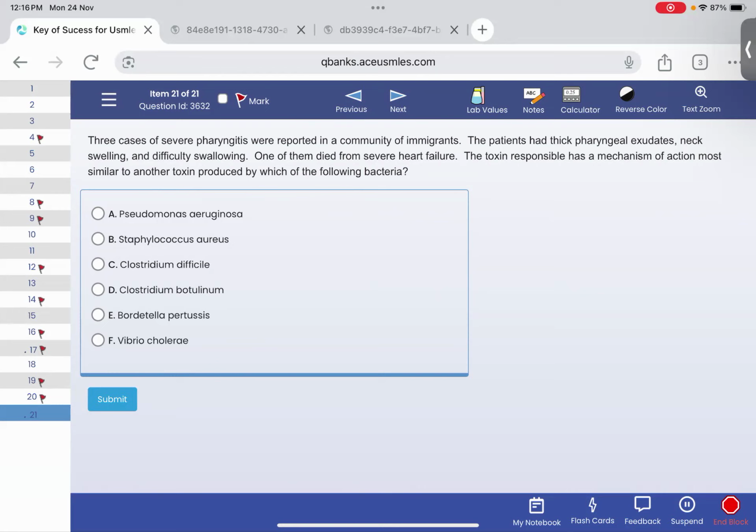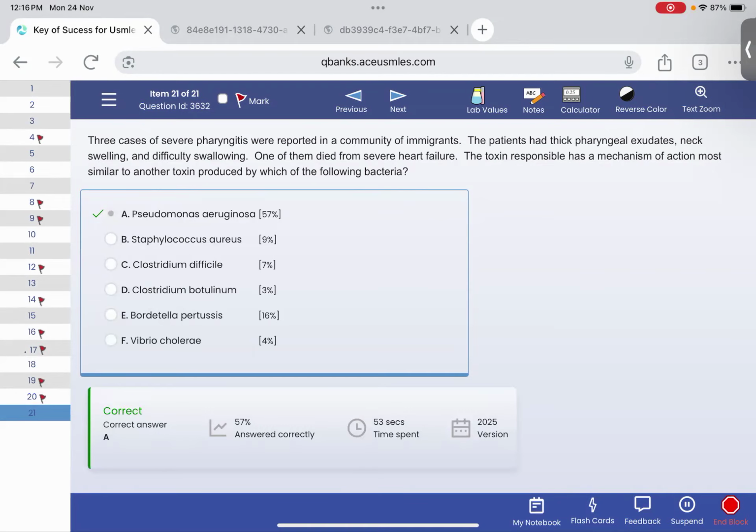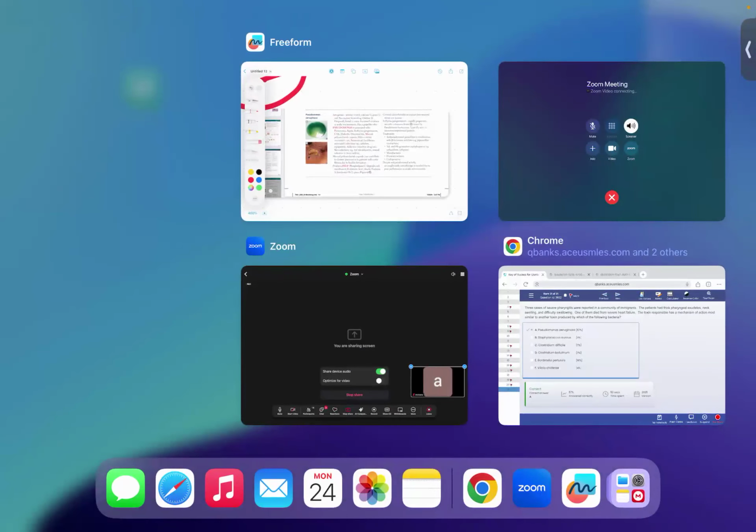So, this is Corynebacterium diphtheriae, and the mechanism of action is elongation factor 2 ribosylation, which is the same as the toxin of Pseudomonas aeruginosa. So this was all for today.